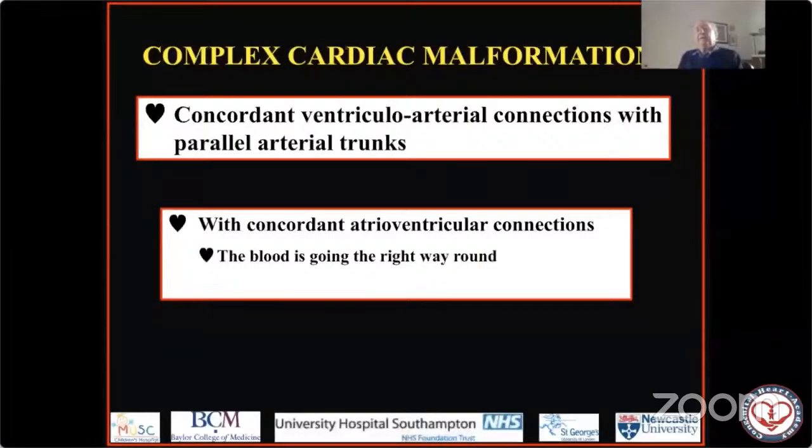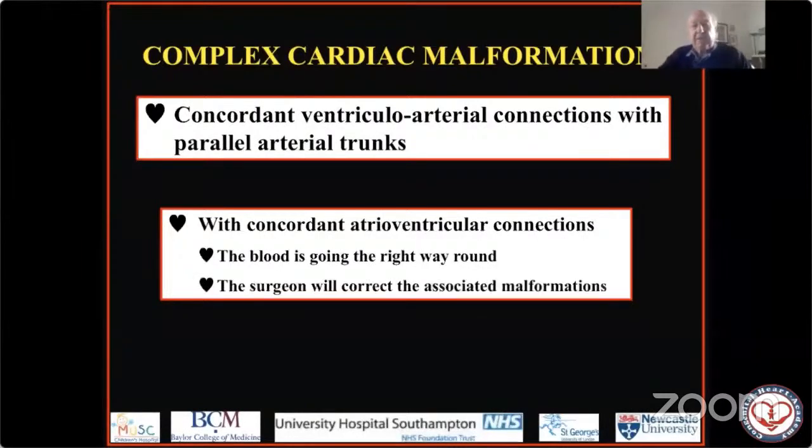So now you've seen the heart that many of you might call anatomically corrected malposition. We prefer to describe it as having concordant ventricular arterial connections with parallel trunks. The example that you've seen had concordant atrioventricular connections. So because the connections are concordant, both the atrioventricular and ventricular arterial junctions, the blood is going to go the right way round. But the problem is going to be with the associated malformations.